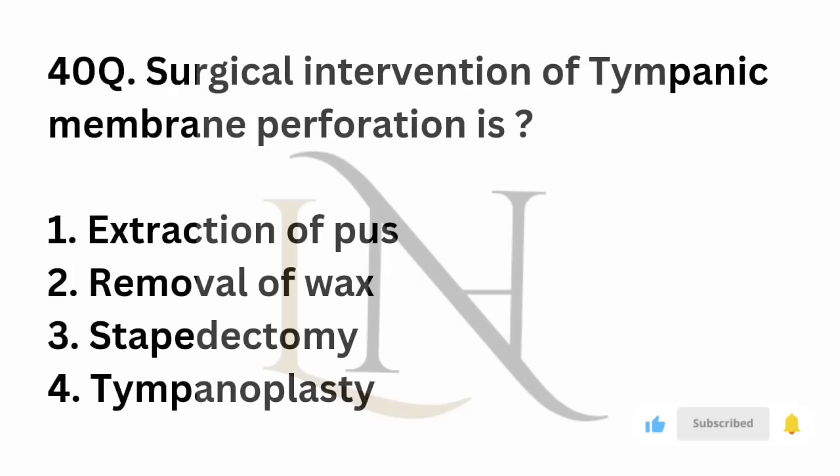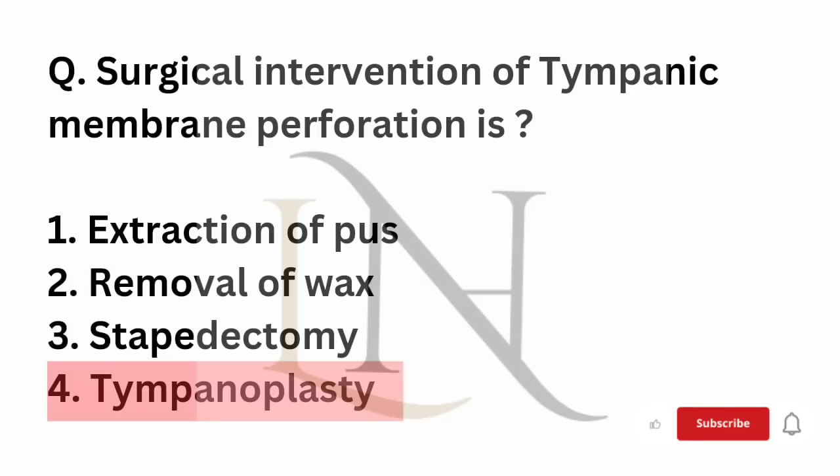Surgical intervention of tympanic membrane perforation is option 1 extraction of pus, option 2 removal of wax, option 3 stapedectomy, option 4 tympanoplasty. Correct answer option 4 tympanoplasty is the surgical intervention of tympanic membrane perforation. Next MCQ.